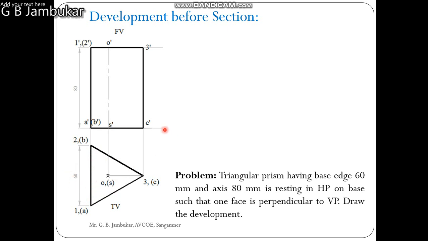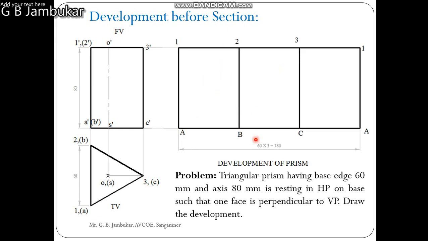Taking the starting point over here, draw a horizontal line. The length is equal to 180 mm. The height of the development is equal to the axis height of the prism, which is 80 mm. So take 80 mm over here and draw the rectangle having length equal to 180, which is the periphery of the base, and height equal to the axis height of the prism. So this is the development.